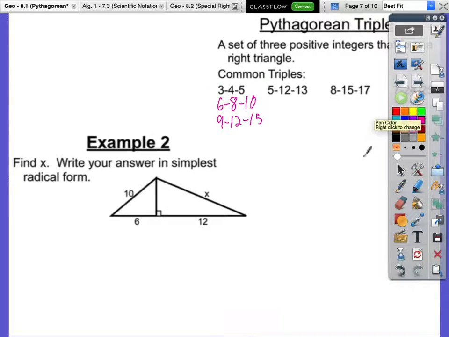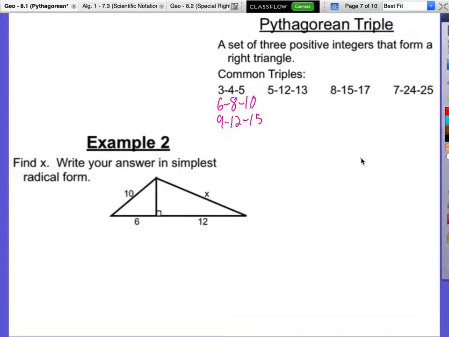I know that, right? 5, 12, 13 is one of our triples. So if you see 5 and 12, then you know the hypotenuse has to be 13, but only if those are the two legs. So it only works when those are the smallest two, and the hypotenuse is the longest one.